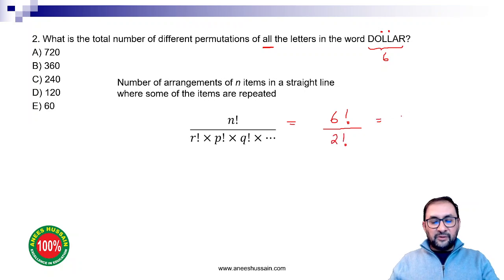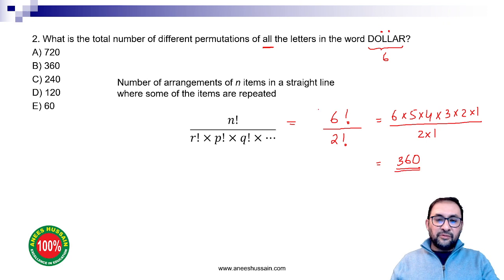So 6 factorial is 6 times 5 times 4 times 3 times 2 times 1. Divided by 2 factorial, which is 2 into 1. And that should give you 360. So the number of arrangements of all the letters in the word dollar is going to be 360, option B. I hope this is clear to all of you.